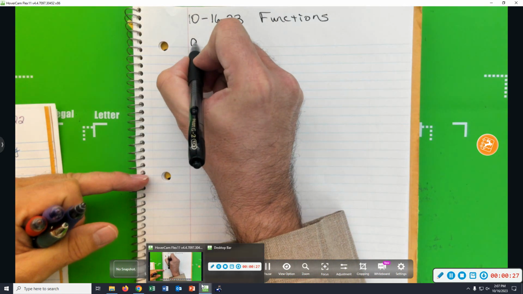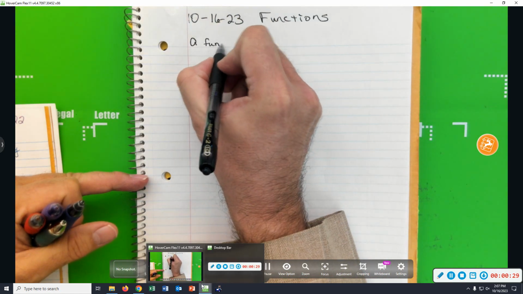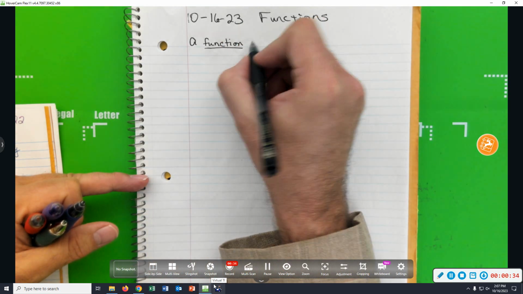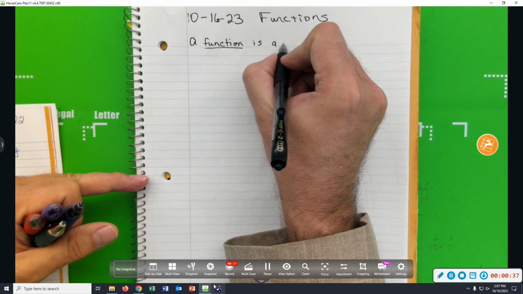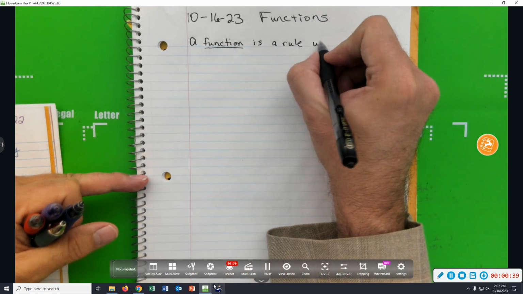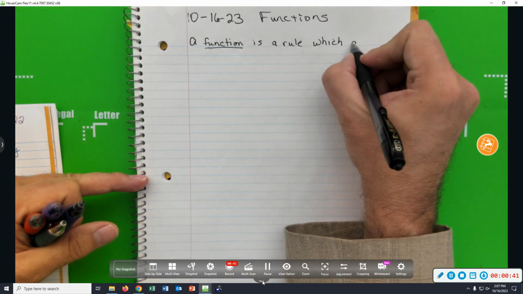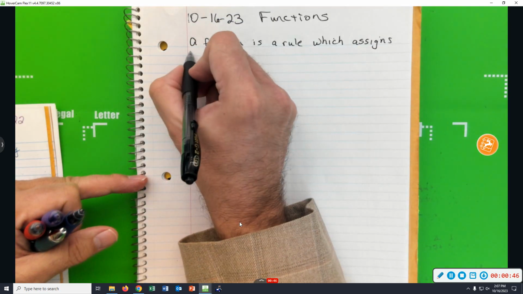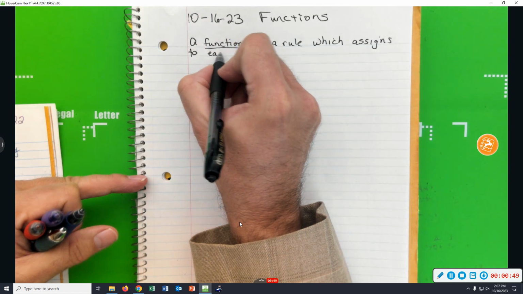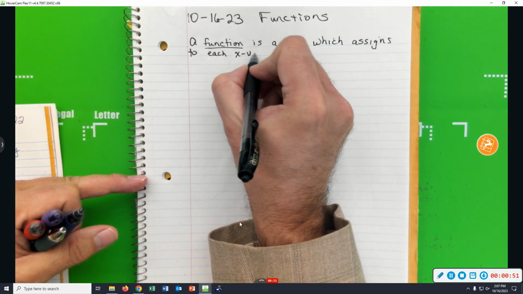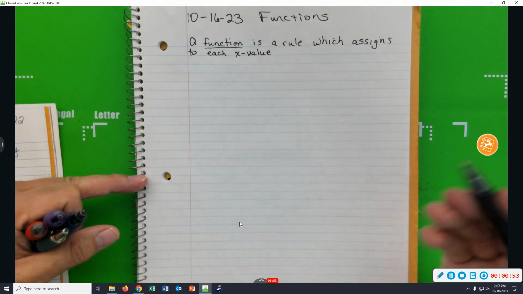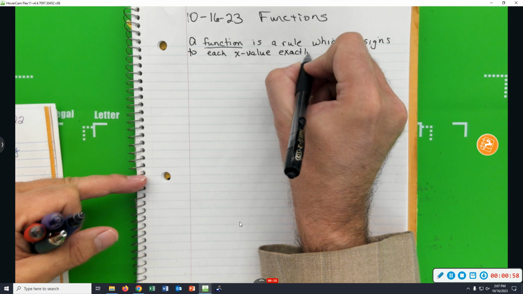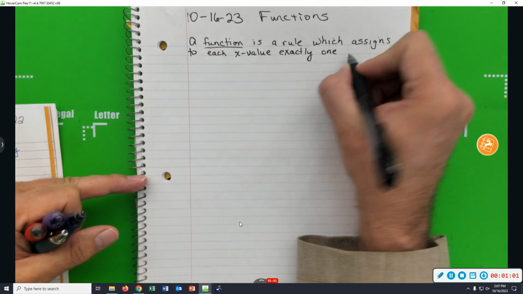There are a few definitions. Here's the most basic general definition. A function is a rule which assigns to each x value, I can either say one and only one or just exactly one, y value.